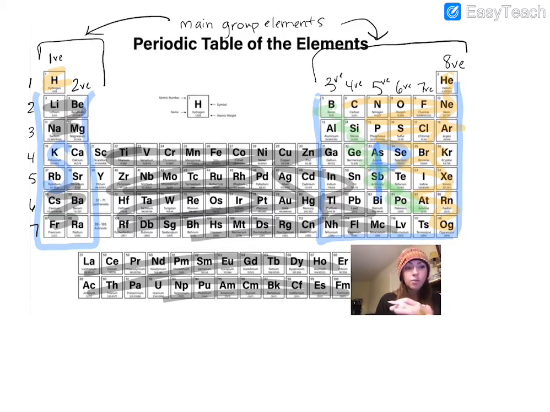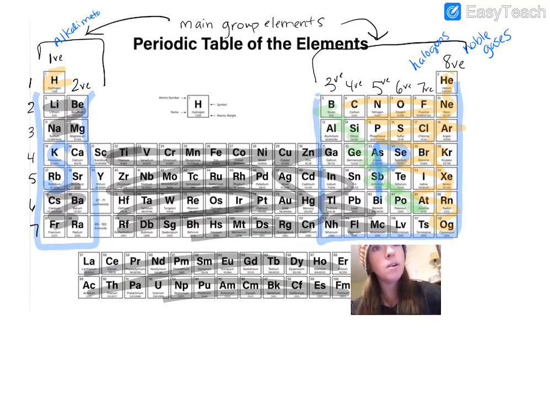And also, don't forget the group names that are of importance. These are the halogens in group 17, they are very reactive nonmetals. These are your noble gases in group 18. They are not reactive at all. Your alkali metals, which are over here in group 1, are a group of very reactive metals, as are the alkaline earth metals of group 2.